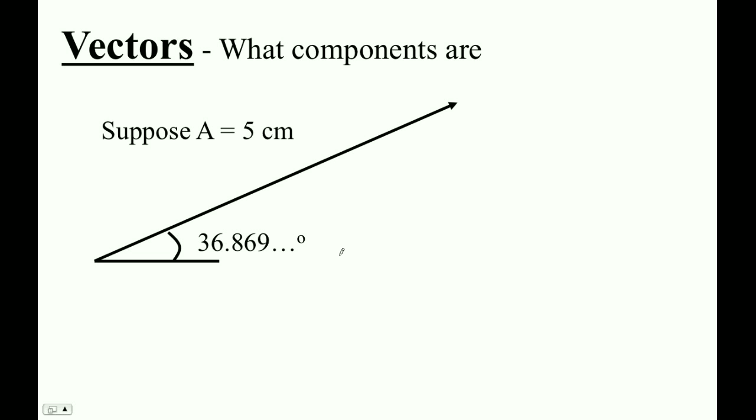In this video, I'm going to show you how to find vector components. So concept zero, this is what vector components are. If you've got this vector here, which is a displacement vector that's 36.869 degrees above horizontal, and it's 5 centimeters long, the components are that part of the vector that lies in the x direction, and that part of the vector that lies in the y direction.